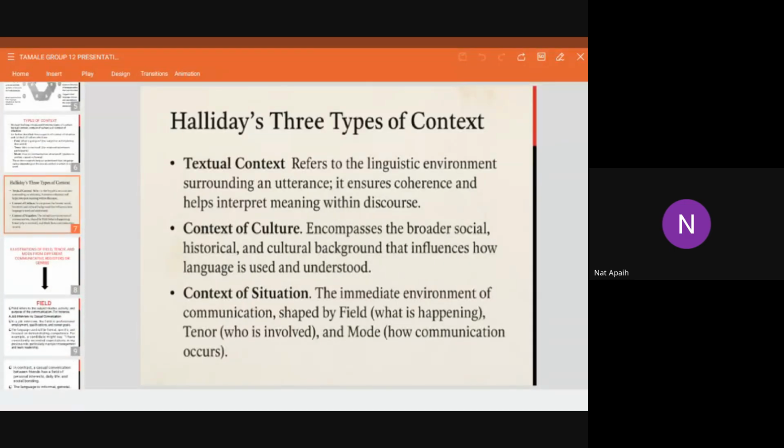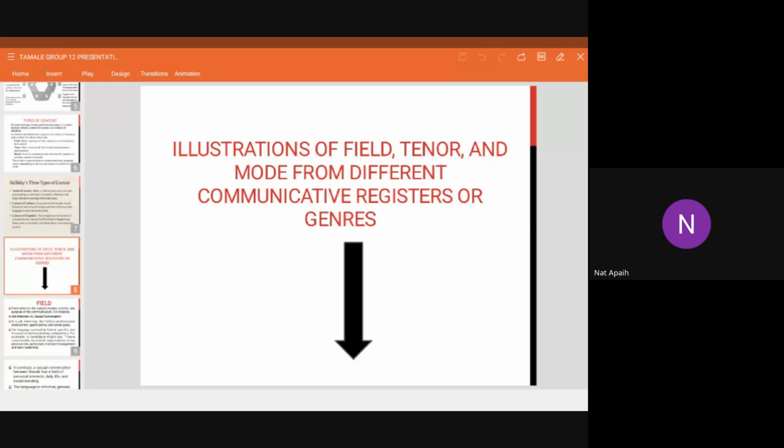So let's move on. Having explained the different types of context that Halliday developed, let's now look at how they are used in a practical sense. And we're going to look at the three aspects, which are the field, the tenor, and the mode. So we're going to look at how these three aspects of the context are applied in communication, looking at different communicative registers or different situations of communication. So we're going to look at some examples.